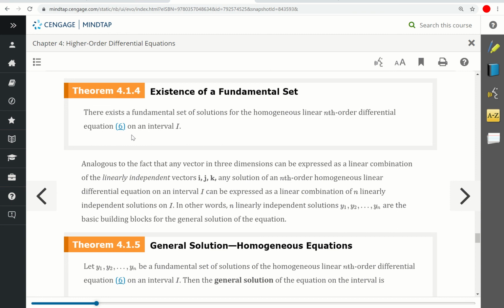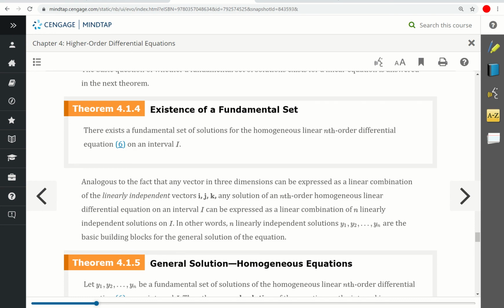The next thing to discuss is when we will have a fundamental set of solutions, and the good news is that there exists a fundamental set of solutions for the homogeneous linear nth order differential equation on an interval I. So for us, linear differential equations are nice. If it's homogeneous, it will have a fundamental set. We've already seen previously that at least y equals 0 will be a solution, and oftentimes there are more non-trivial solutions as well.